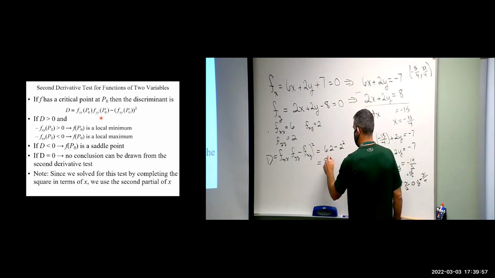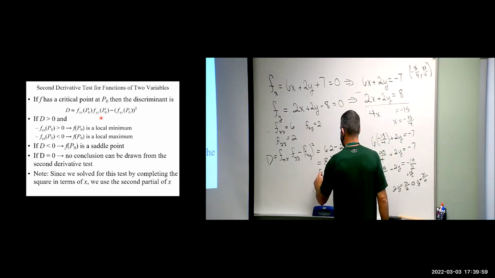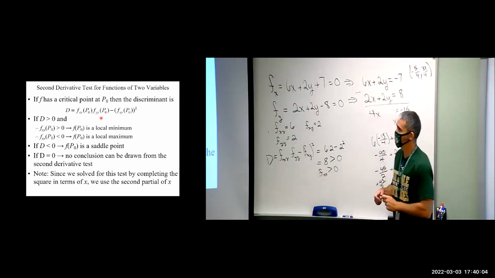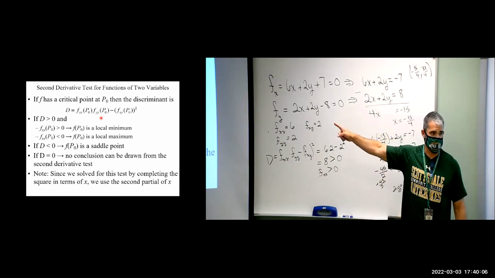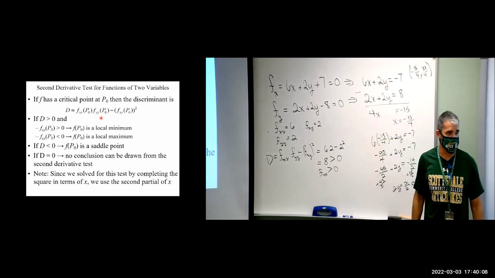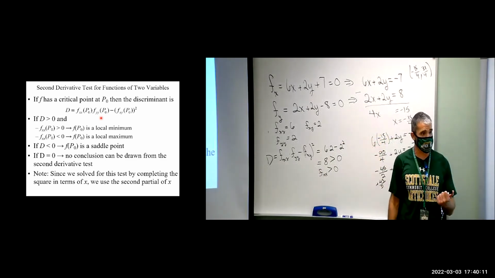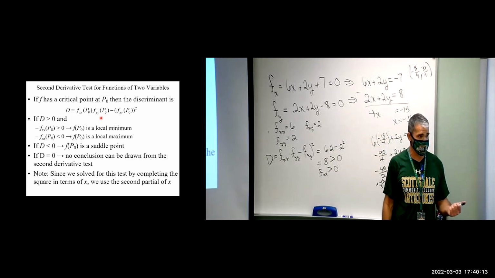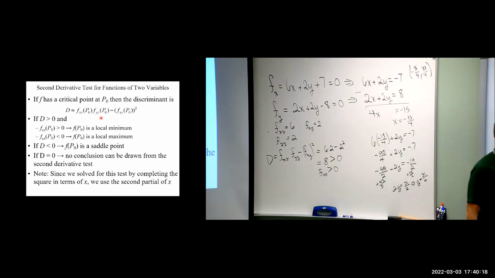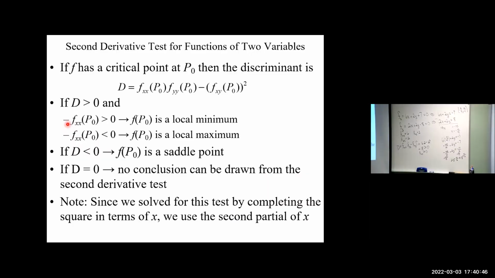Our discriminant is positive. F sub xx is positive. Based off of our second derivative test, we've got a local min, which is exactly what we saw when we looked at it graphically. All right. So that's how you use the second derivative test. It is very straightforward. It's definitely one of the things you should put on your note card. So that's the second derivative test. It is very straightforward to use.